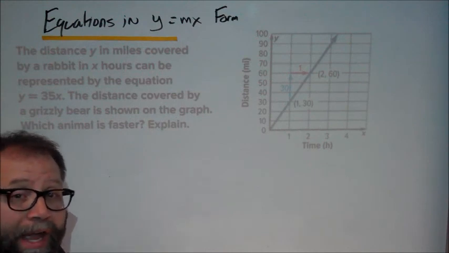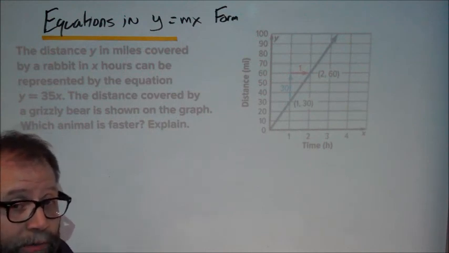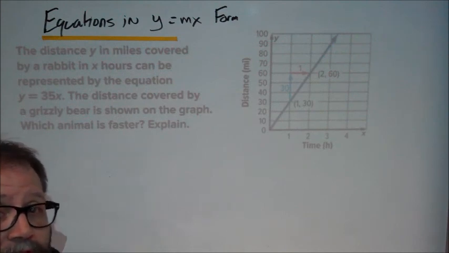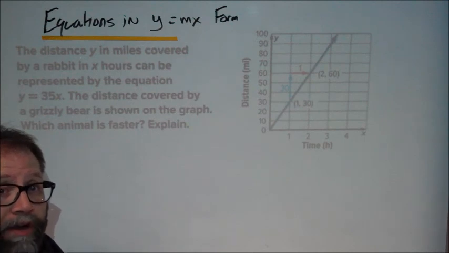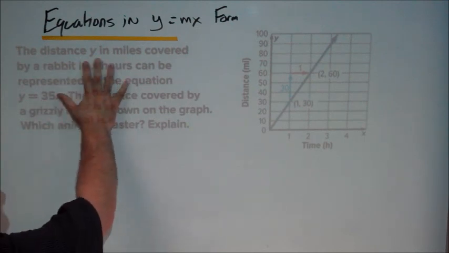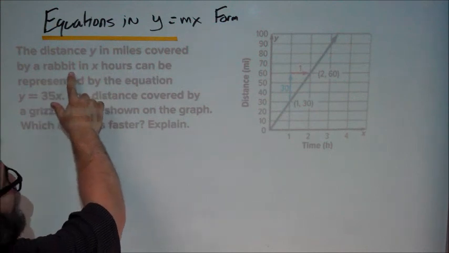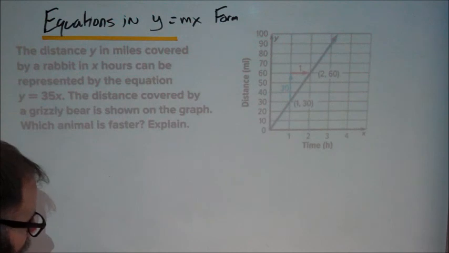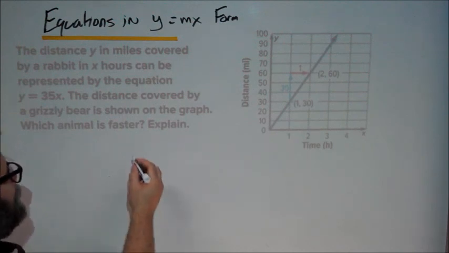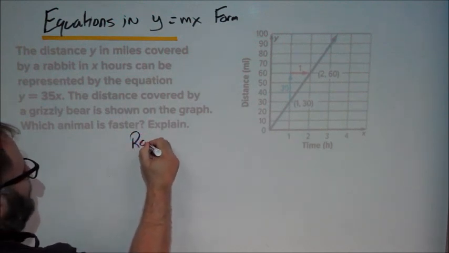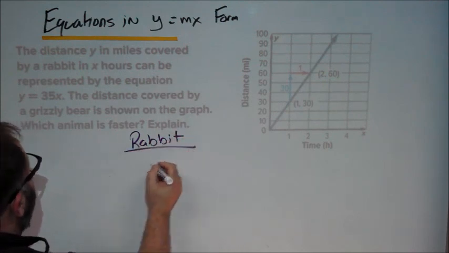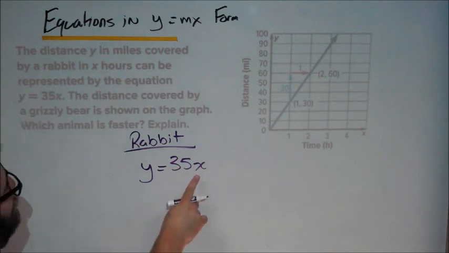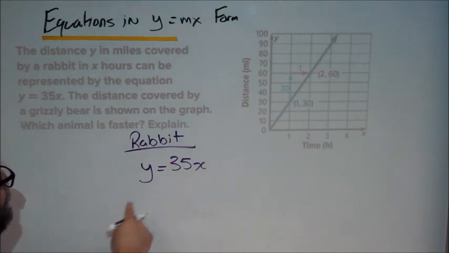So now we're going to compare direct variation equations. And when we compare them, we're taking two different unit rates and seeing how they compare to each other. So let's look at the problem here. The distance y in miles covered by a rabbit in x hours can be represented by the equation. Okay, so when I start these, let's keep track of what we've got here. We've got a rabbit, right? And that rabbit travels at this rate. So for every hour, it can go 35 miles.